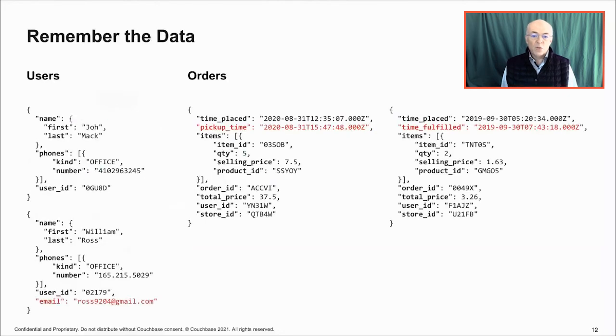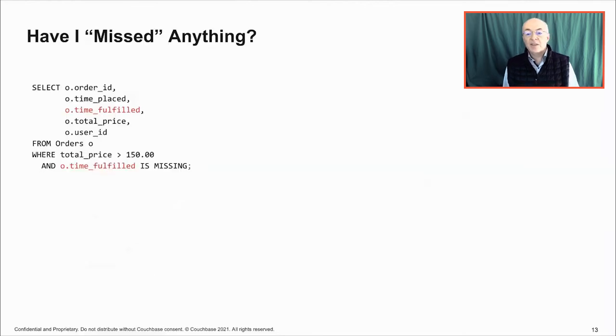Okay, so with that, let's take a look back here at the data. I talked a little bit about the red fields here before, that you have different fields in different places. And so now let's look in more detail at what that means for us in the query language. So suppose you have a query like this one. From the orders, you want to get the order ID, the time the order was placed, the time it was fulfilled, the price and the user ID, and you want to find that out for all objects where the total price is greater than 150.